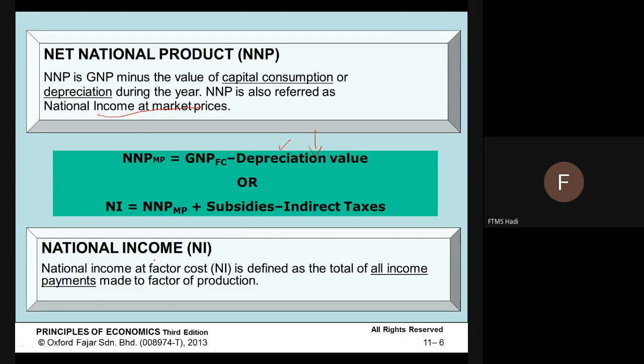National income at factor cost is defined as the total of all income payments made to the factors of production. That means we're talking about income payments, which is money coming in as a factor of production. Whatever business activities industry makes, that is generated, and part of it goes to the government.